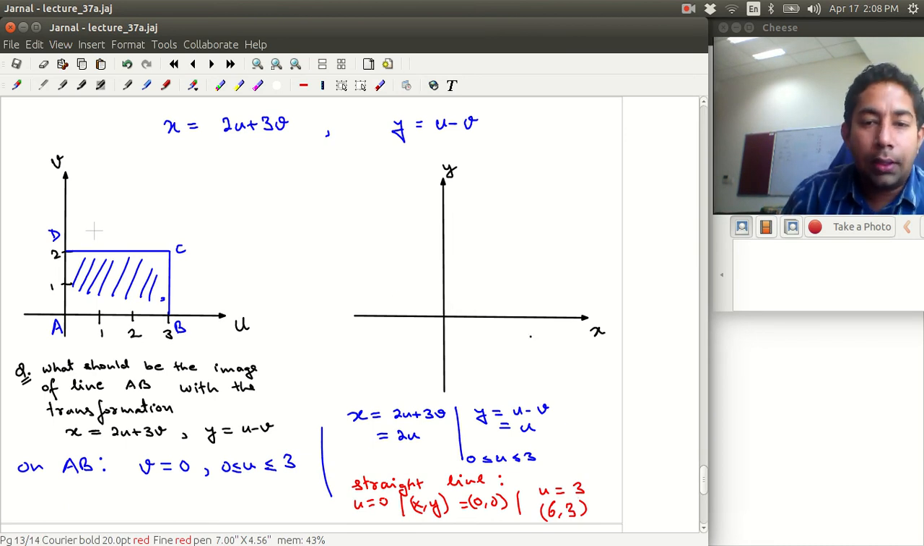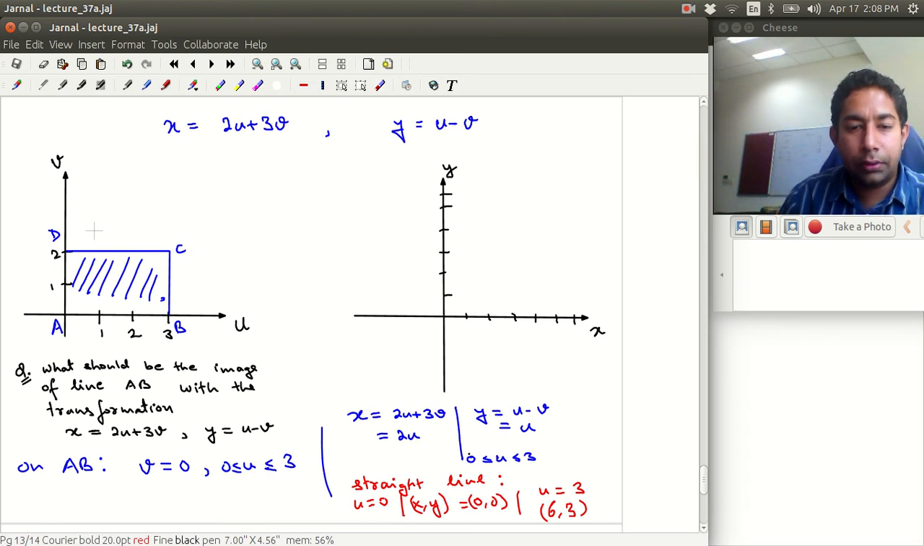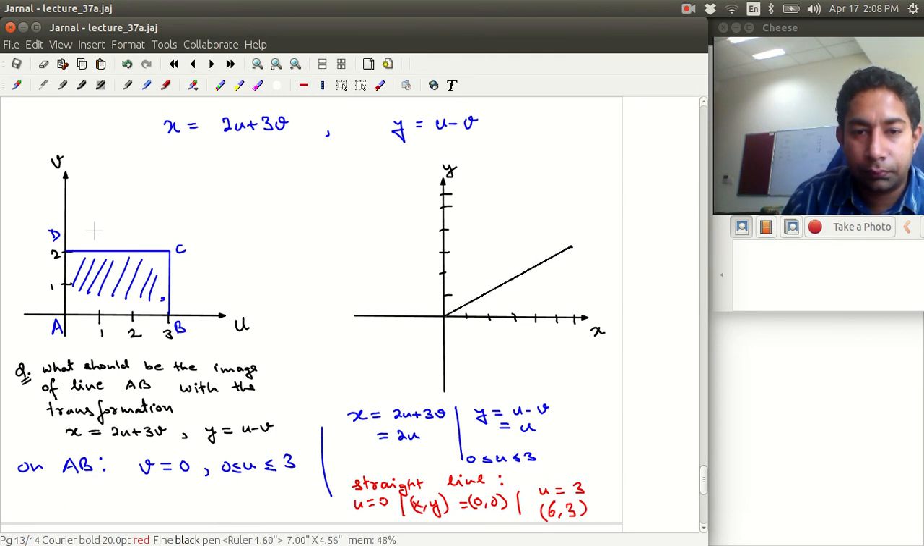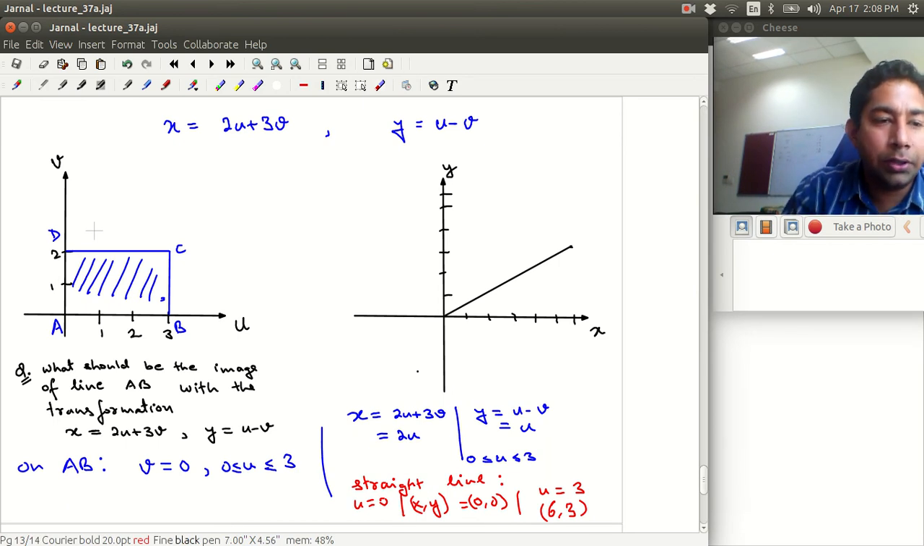So let's mark the x and y axes with 1, 2, 3, 4, 5, 6. Similarly 1, 2, 3, 4, 5, 6. The image of the line AB is a straight line going from 0, 0 to 6, 3. So it will be somewhere around this. Okay, and then you similarly calculate the image of the line AD, line DC, line BC.